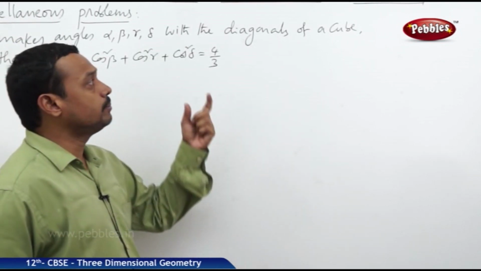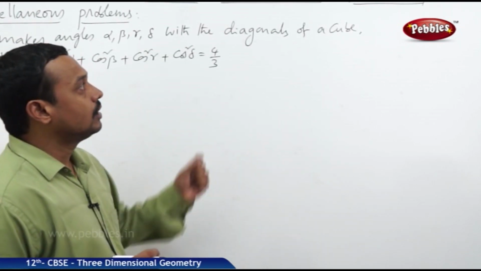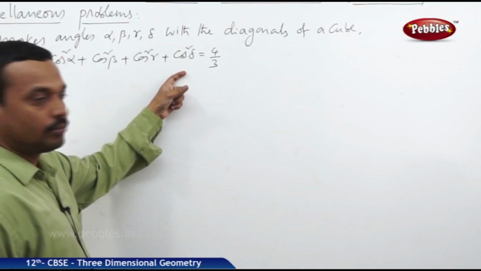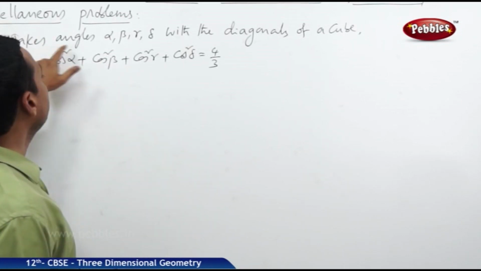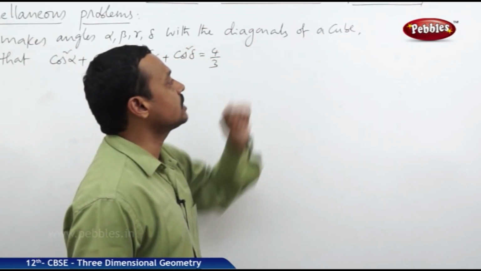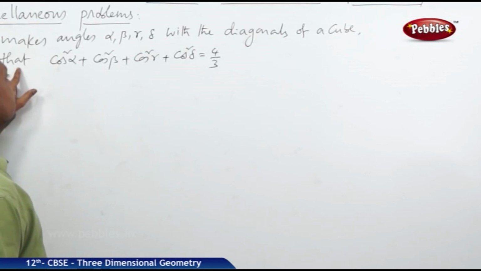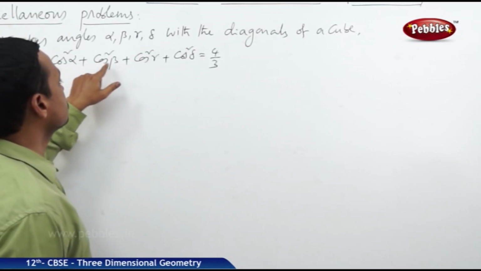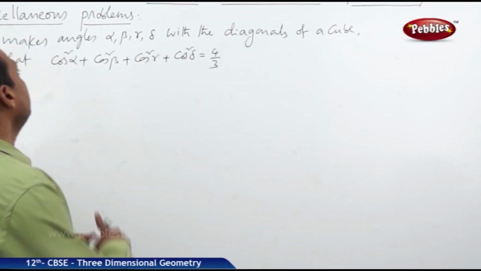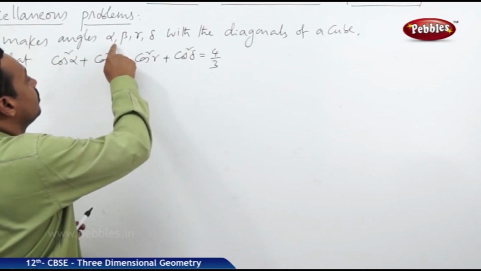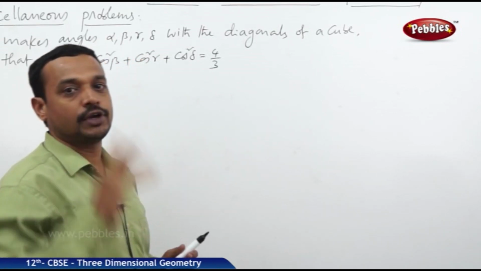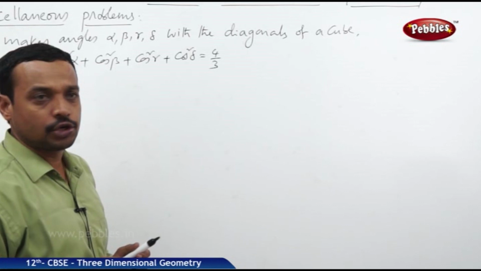Now let us see some miscellaneous problems on all the concepts of three-dimensional geometry. Here one problem we have: a line makes angles alpha, beta, gamma and delta with the diagonals of a cube. Then prove that cos square alpha plus cos square beta plus cos square gamma plus cos square delta is equal to 4 by 3. A line makes 4 angles alpha, beta, gamma, delta with the diagonals of a cube. How many diagonals are there in a cube?